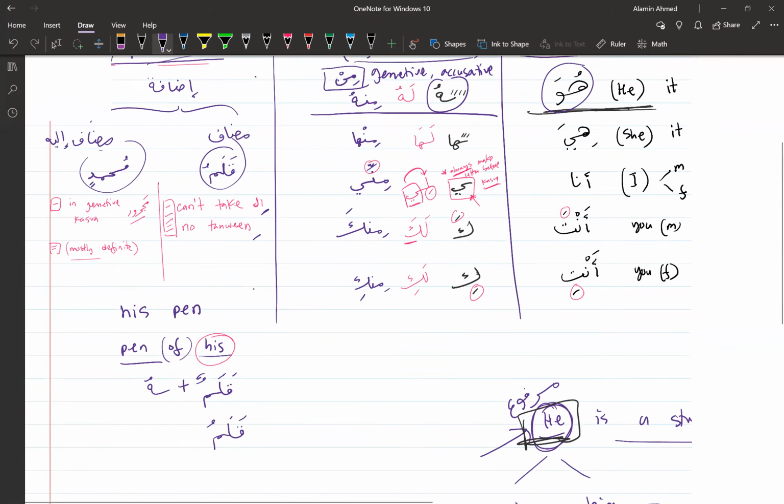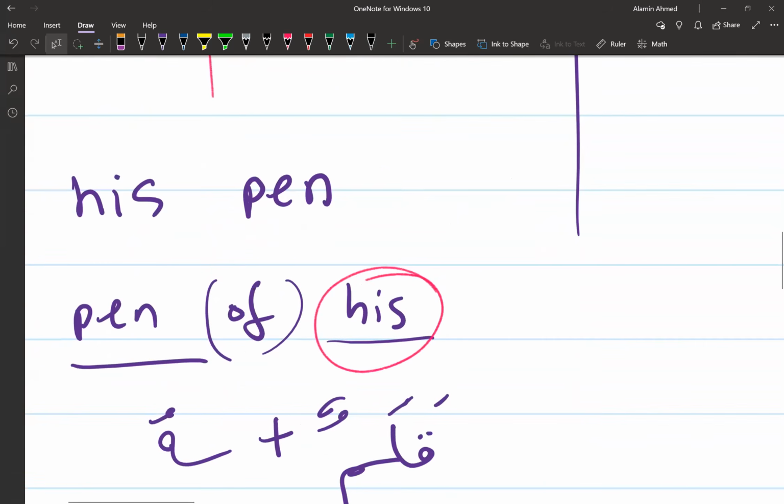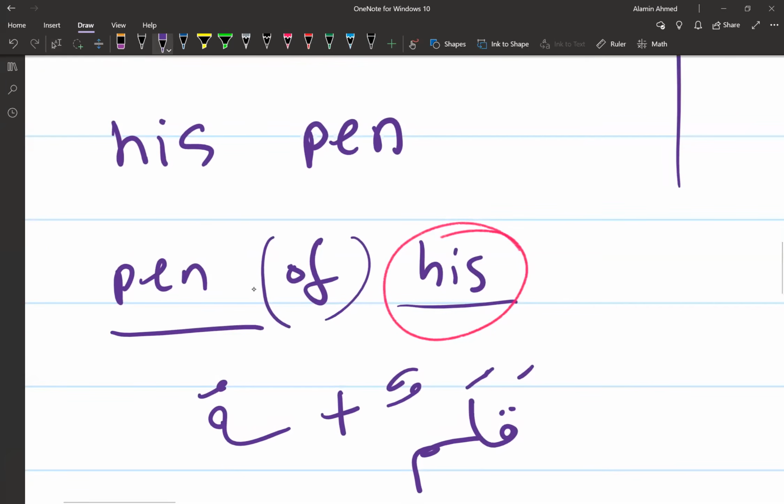Okay, these are master rules. These are fixed. You can't play with these rules. There's no exception. You understand? So I have to make sure there's no alif lam and there's no tanween, because this is idafa. You see that, right? Pen of his. You have to understand first this is idafa. Otherwise, why are you making an idafa construction? Pen of his pen. This is an idafa.